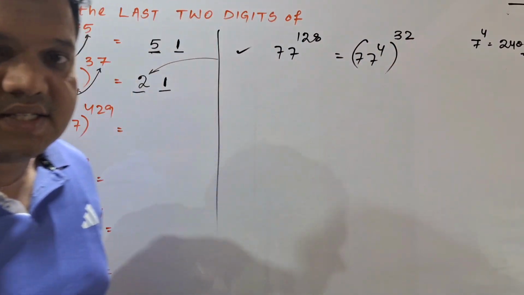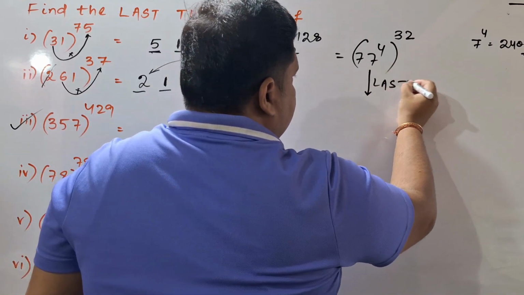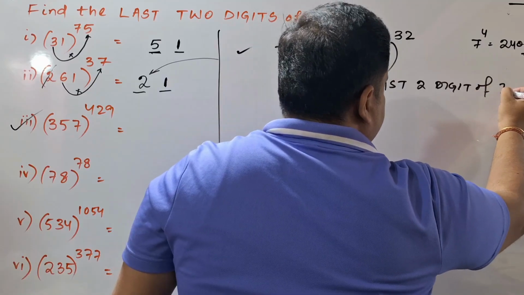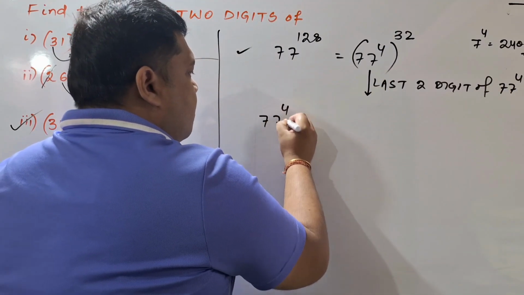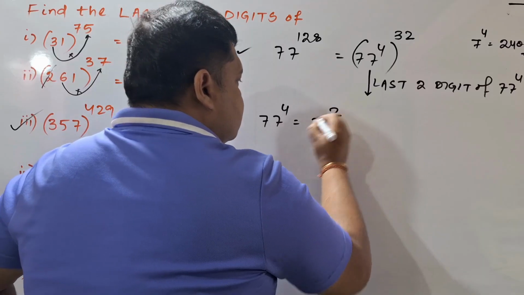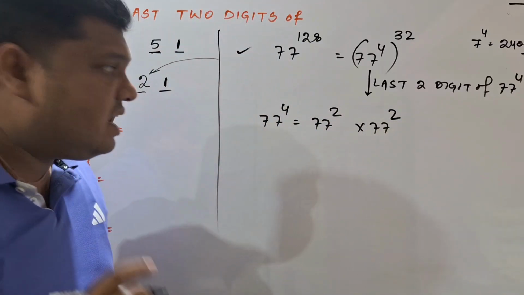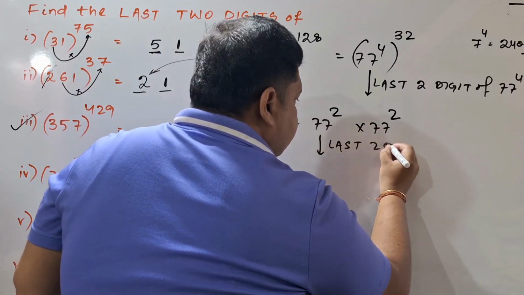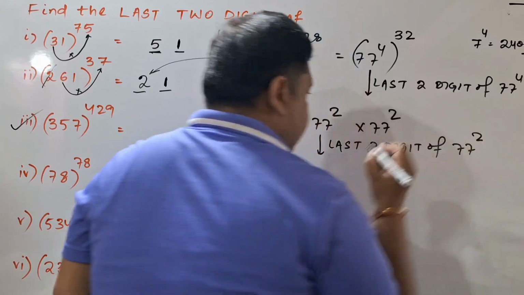I do the modification. Now what is the last 2 digit of this one? Last 2 digit of 77 to the power 4. How to find it? You know 77 to the power 4 can be written as 77 square into 77 square. What is the last 2 digit of 77 square?